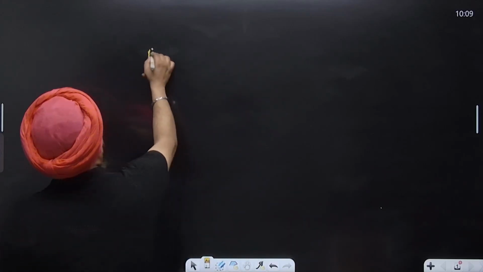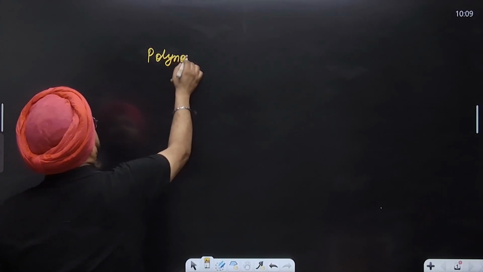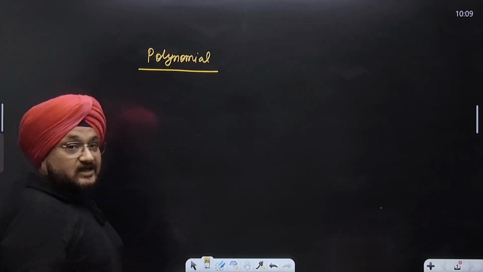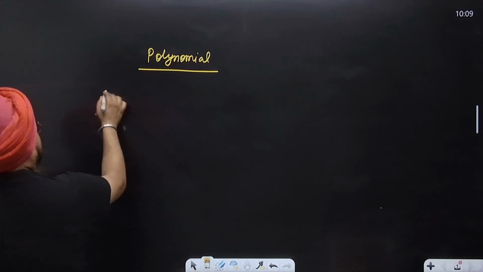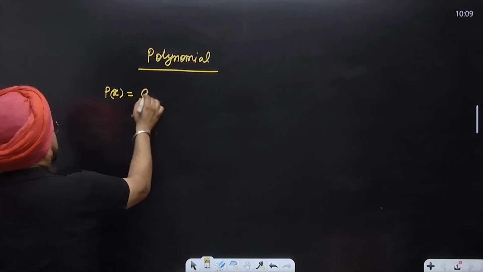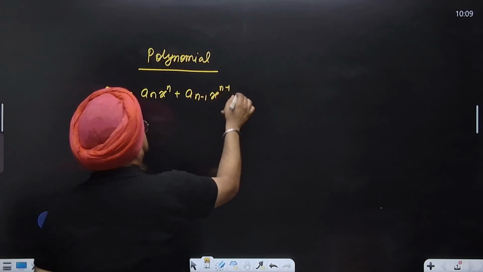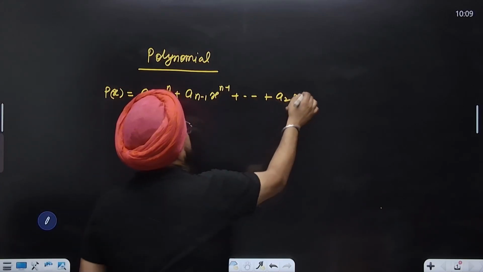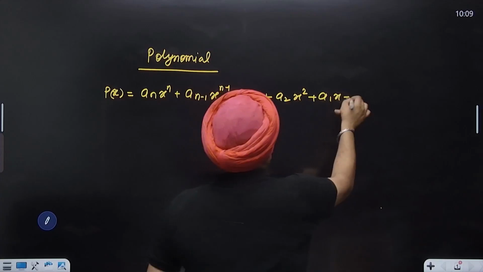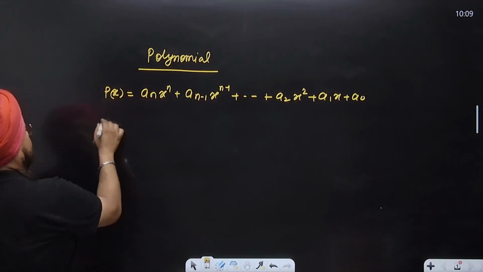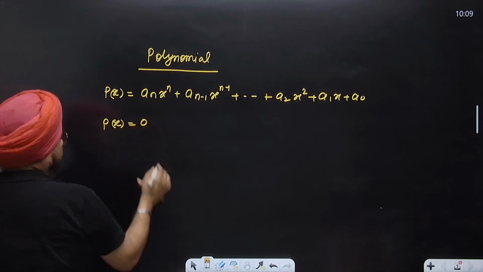Hello students, today we are going to start polynomial and quadratic equations. Before going to quadratic, we will see some facts about polynomials. A polynomial of degree n is of the type a_n x^n + a_(n-1) x^(n-1) + ... plus a constant. This is a polynomial function, and p(x) equal to 0 is a polynomial equation.